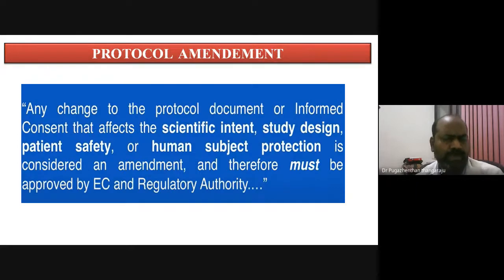There is something known as protocol amendment. So what is this? Any change to the protocol document or the informed consent that affects the scientific intent, study design, patient safety, or human subject protection is considered an amendment and therefore must be approved by the ethical committee and regulatory authority.